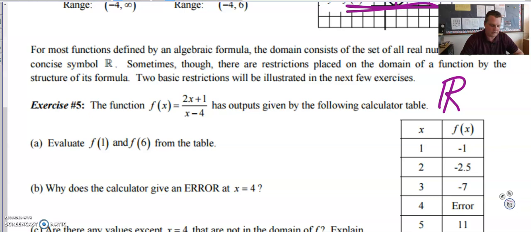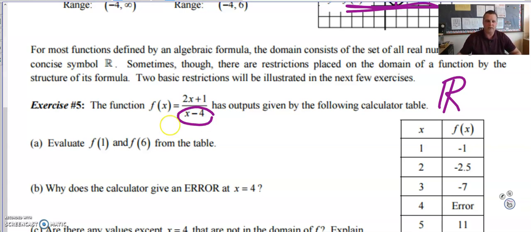Now, we look at exercise 5, we have a fraction. f of x equals 2x plus 1 over x minus 4. Now, you have to be very careful when you have fractions, because you always have to consider the denominator. Because if I have a denominator of 0, that means that it is undefined.